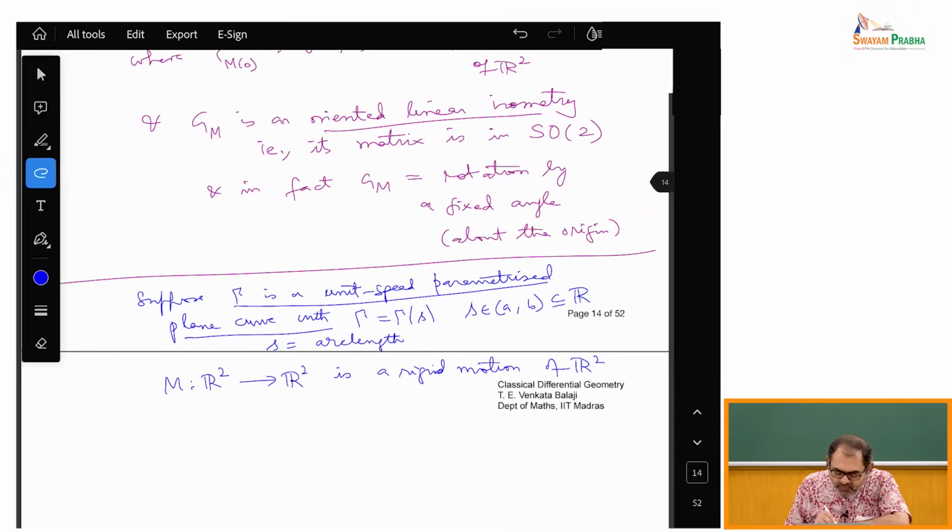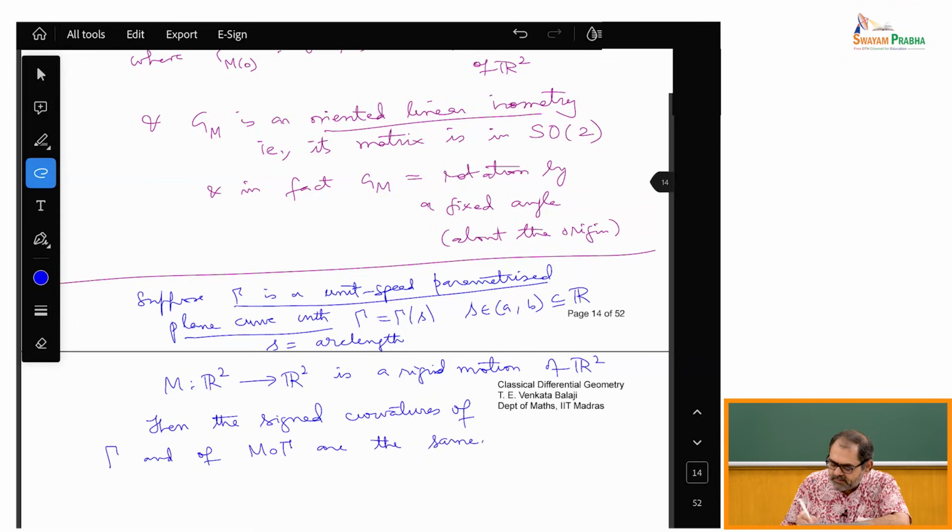Let me take such an M, and then the point is that if you move gamma by M, you get a new plane curve, and the fact is that this M composed with gamma also has the same signed curvature as gamma. Then the signed curvatures of gamma and of M circle gamma are the same.